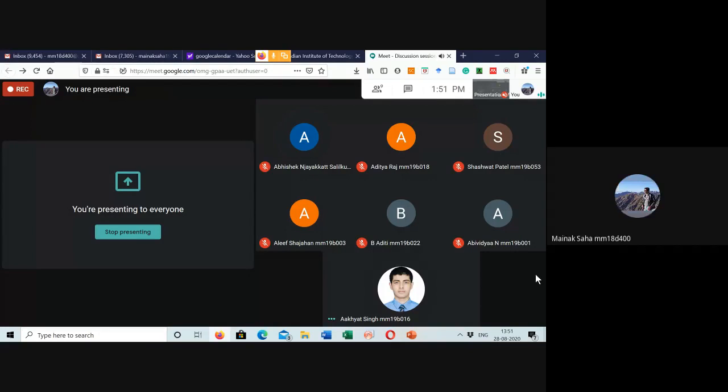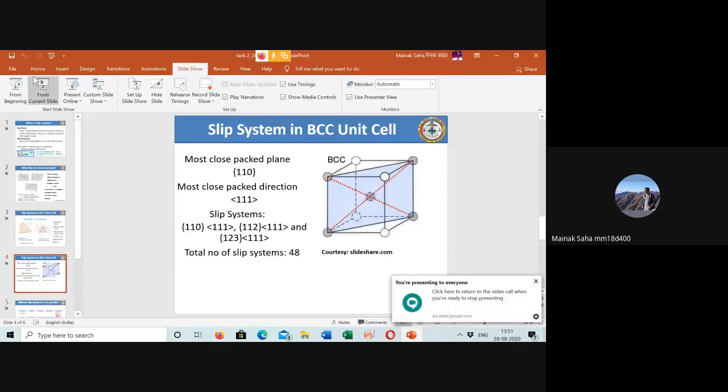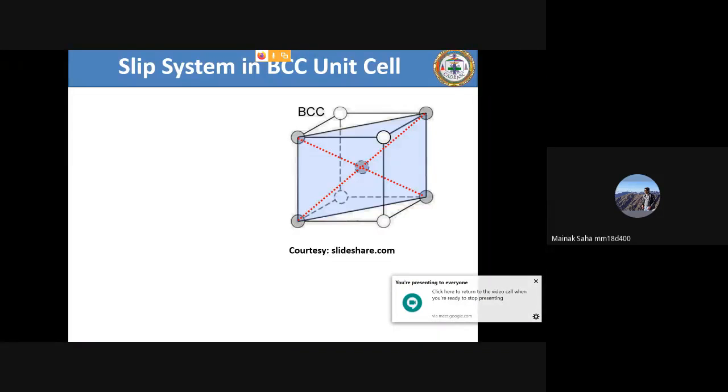But BCC systems are not as simple as FCC. You are right, all you guys are right, it's not wrong. In the 110 111 slip system there are only 12, but I will also show you other cases where other slip systems might be activated as well. It's not always that this is the most commonly activated slip system. Slip system activation will be taught later.